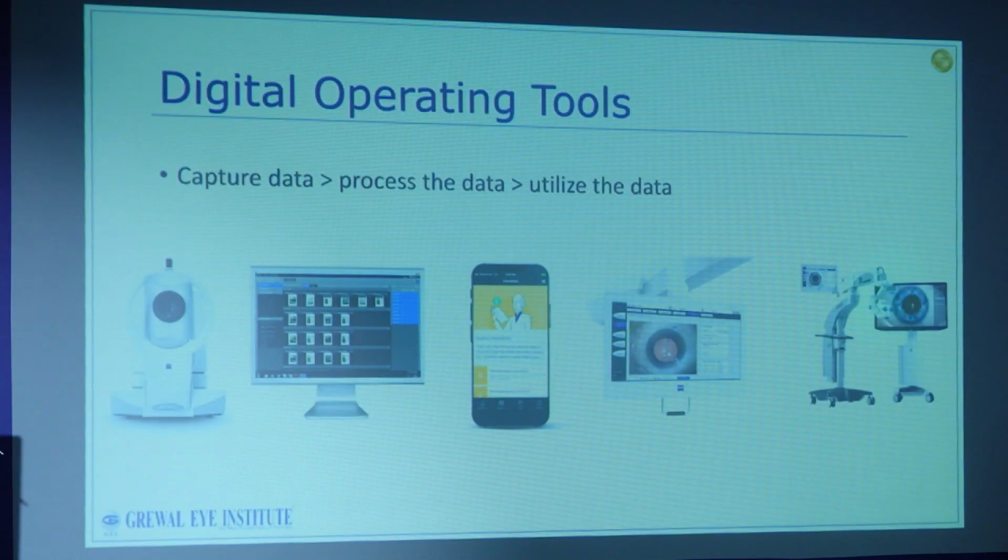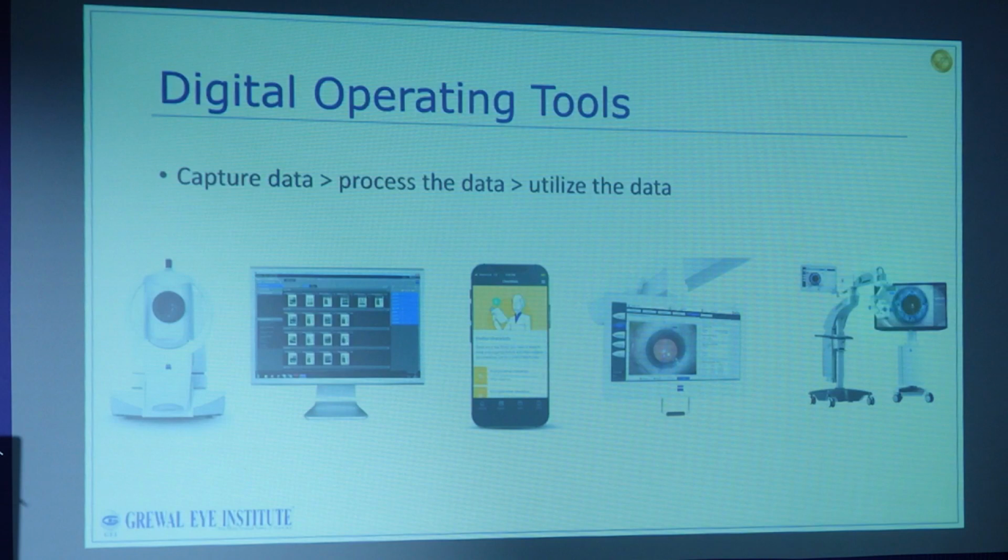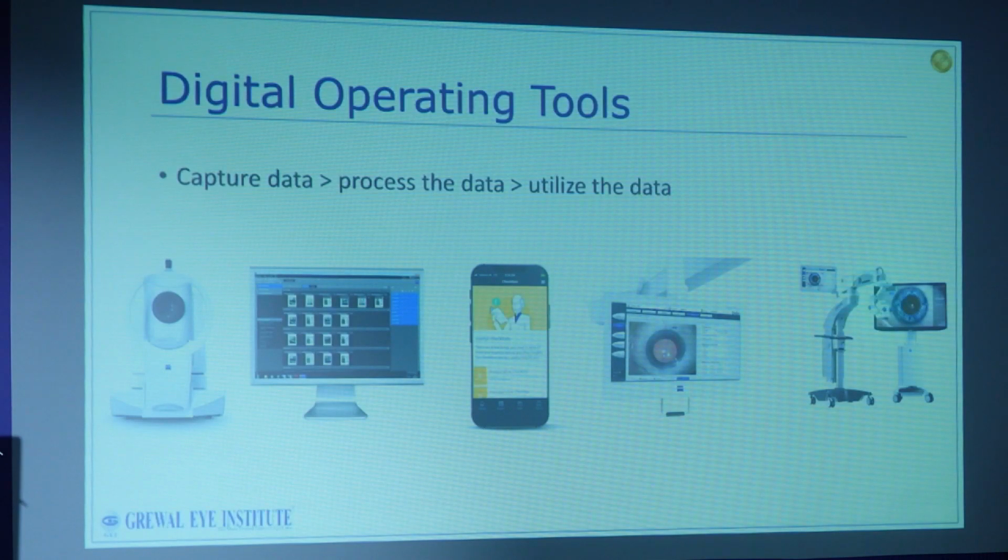So, we have these digital operating tools that are available to us. With machines such as a good biometer, we are able to capture the data we need. With EHRs and with solutions that are provided, for example, by Zeiss, which is the EQ Workplace, we are able to process this data. Then we'll have apps which can actually help us counsel the patient, educate the patient at the convenience of their home, on their phone when they're in their waiting area. You can then process that data and then utilize it in something such as markerless toric surgery.